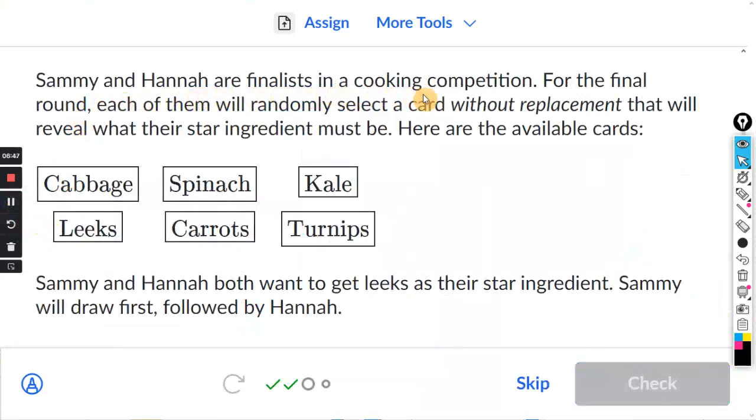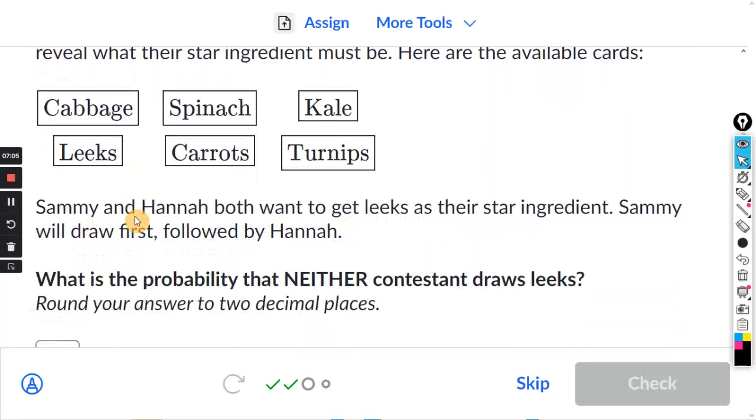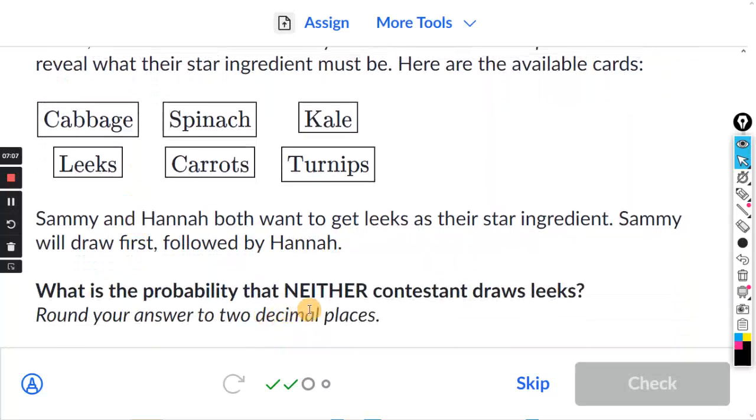Sammy and Hannah are finalists in a cooking competition. For the final round, each of them will select a card without replacement that will reveal what the star ingredient must be. Here are the available cards. Sammy and Hannah both want to get leeks as their star ingredient. Sammy will draw first, followed by Hannah. What is the probability that neither contestant draws leeks?